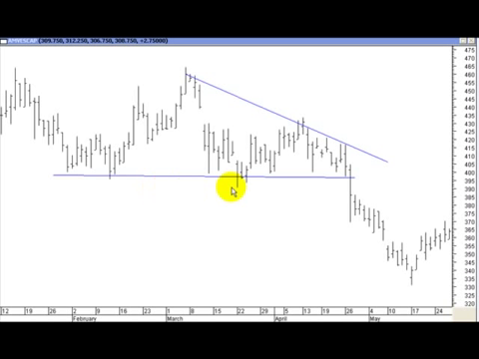Well, the reason it's a triangle is because you've got descending highs. That's one high, that's another. You can draw a line there. You've also got a horizontal base. In other words, the point at which the price touches.